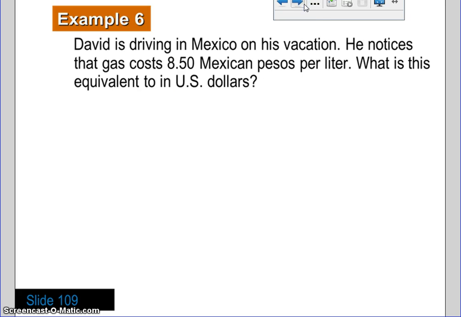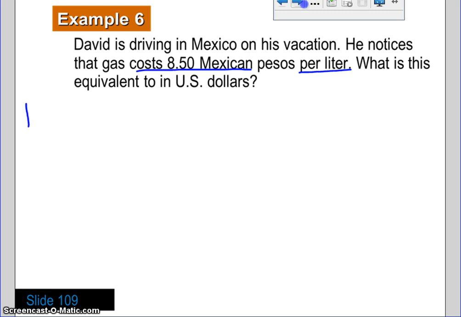All right, example 6. It says David is driving in Mexico on his vacation, and he notices that it costs 8.5 Mexican pesos per liter. What equivalent is this in US dollars? Well, we need to know some conversion rates, and these were the conversion rates at the time that the book was written. It doesn't necessarily mean it's a current one, but you are still going to understand the process.